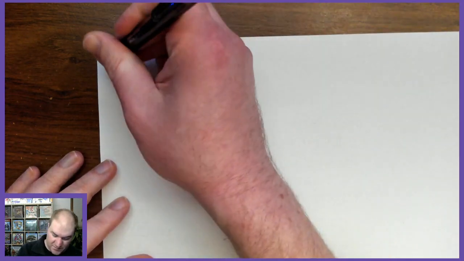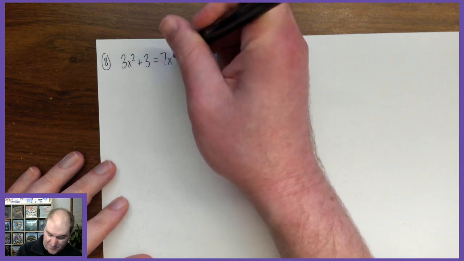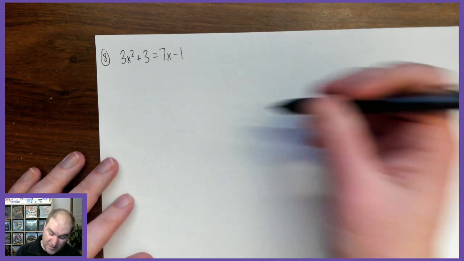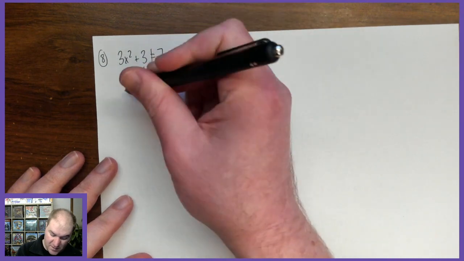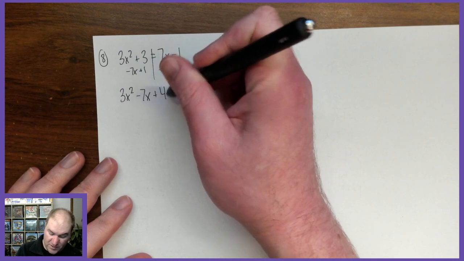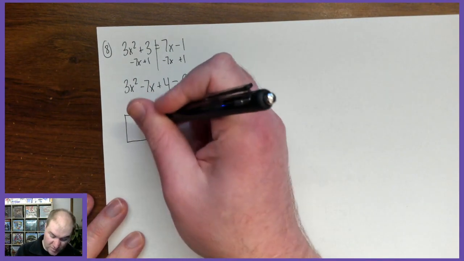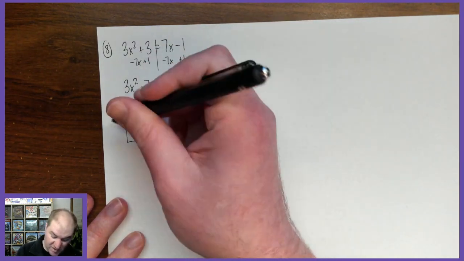All right, let's do number 8. Number 8, solve the quadratic using factoring. Let's get all the variables and all the numbers over on the left here. Let's do minus 7x and plus 1. We're going to get 3x squared minus 7x plus 4 equals 0. Let's factor this completely. This is a trinomial. There's not a GCF. I saw 3 and 7 right away, and I knew that there wasn't going to be a GCF.